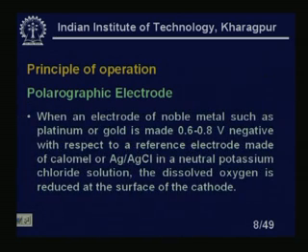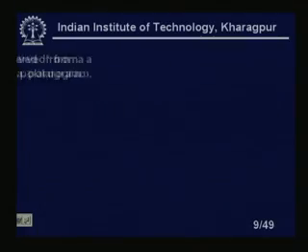When an electrode of noble metal such as platinum or gold is made 0.6 to 0.8 volt negative with respect to the reference electrode made of calomel or silver chloride in a neutral potassium chloride solution, the dissolved oxygen is reduced at the surface of the cathode. This is the basic principle of the dissolved oxygen sensor. It does not matter whether it is polarographic or galvanic.